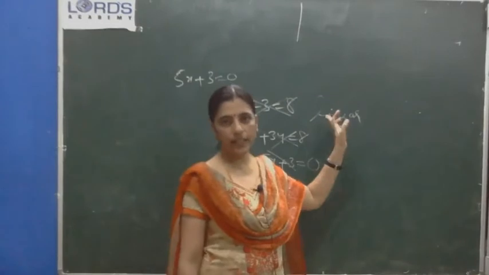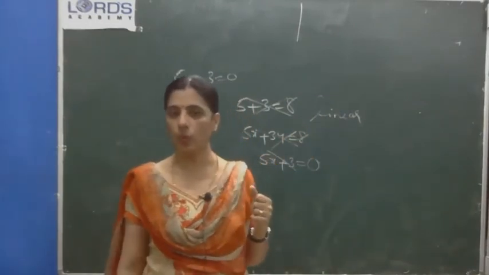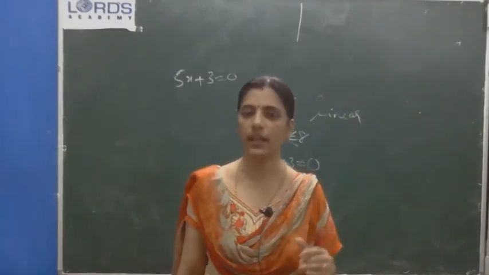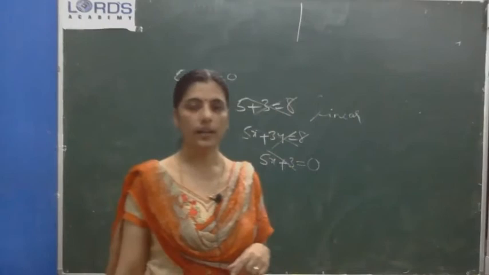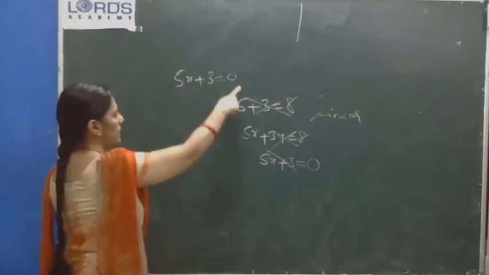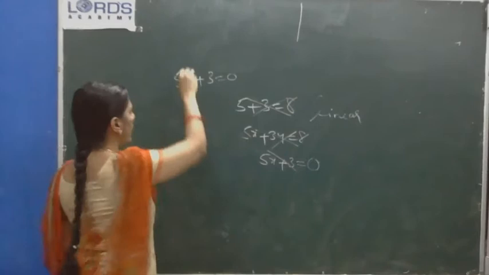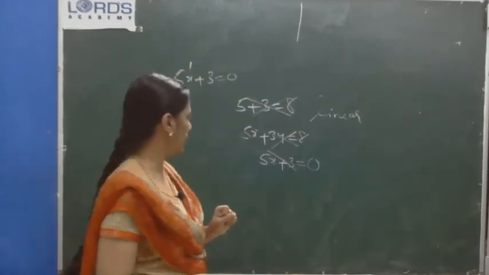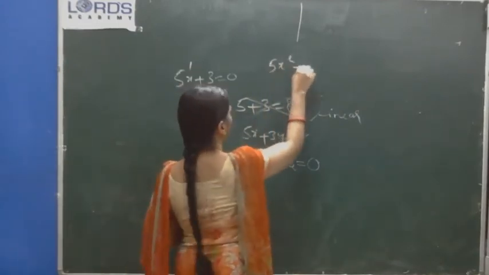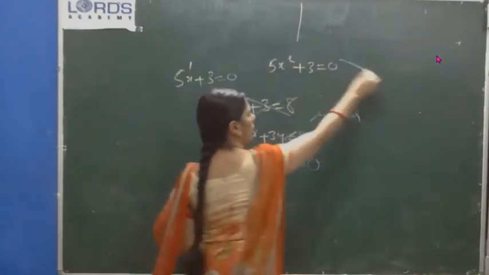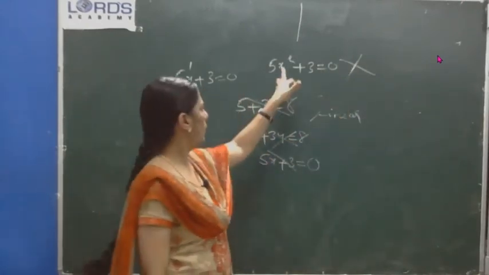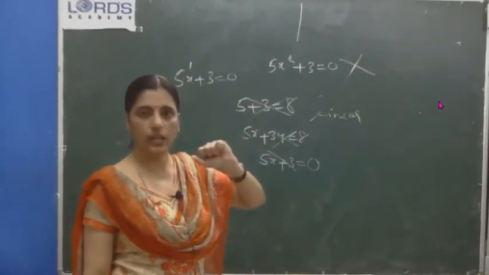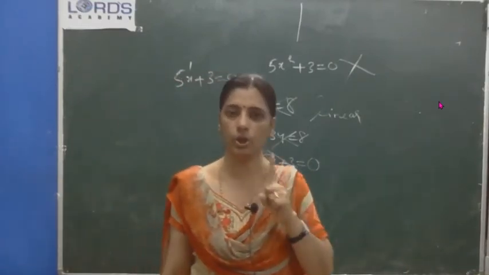The word linear means its degree is 1. Last class I told. If the equation's variable's degree is 1, we will call that equation as linear equation. See, in this equation, what is the variable x? What is its degree? 1. So that equation is known as linear equation. See, 5x square plus 3 equal to 0. This is not a linear equation because what is the degree of the variable? 2. So it's not a linear equation. If it is a linear equation, variable's power should be 1.